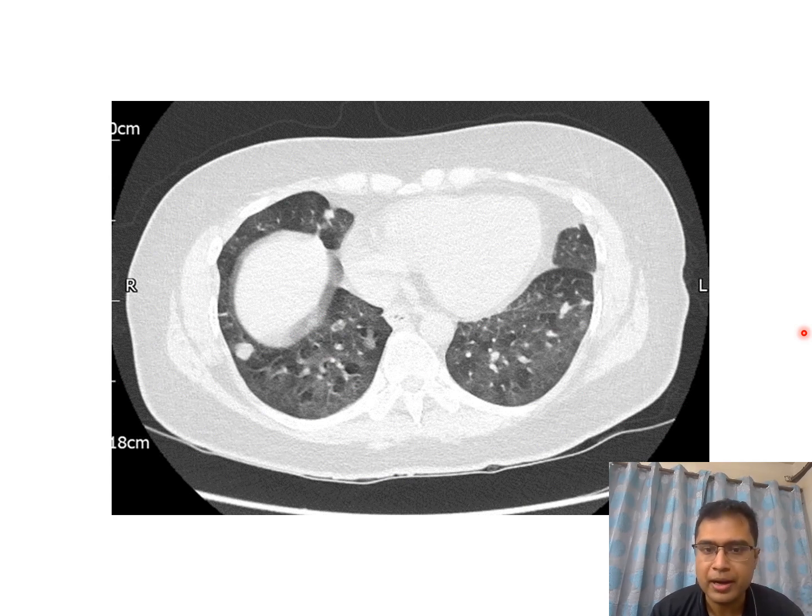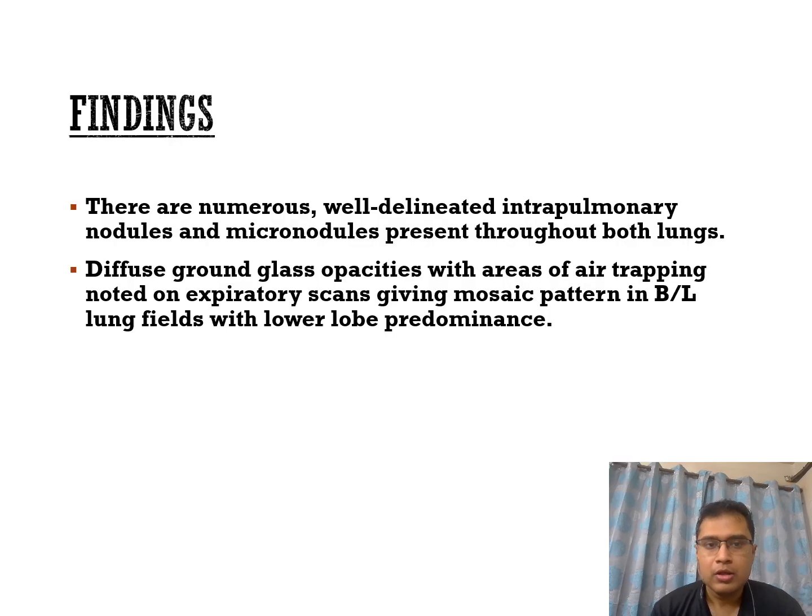Multiple nodules in bilateral lung fields with basal predominance along with mosaic attenuation in bilateral lung fields. So there are numerous well delineated intrapulmonary nodules and micronodules present throughout the lung with diffuse ground glass opacities, with areas of air trapping on the expiratory scans suggestive of mosaic attenuation seen in bilateral lung fields with lower lobe predominance.